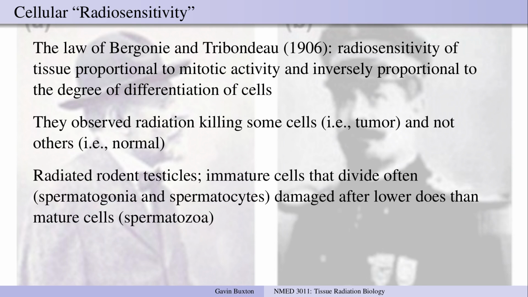Now, to test this, they irradiated rodent testicles because the testes contain mature cells, the spermatozoa, which contain the male's genetic information, and also contain immature cells, the spermatogonia and the spermatocytes, which have no function other than to develop into the mature functional spermatozoa cells. That said, though, this is more of a rule of thumb than an actual law, and other people have challenged it.